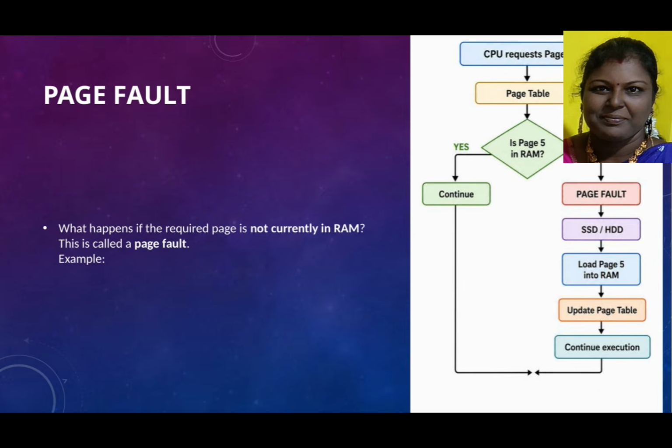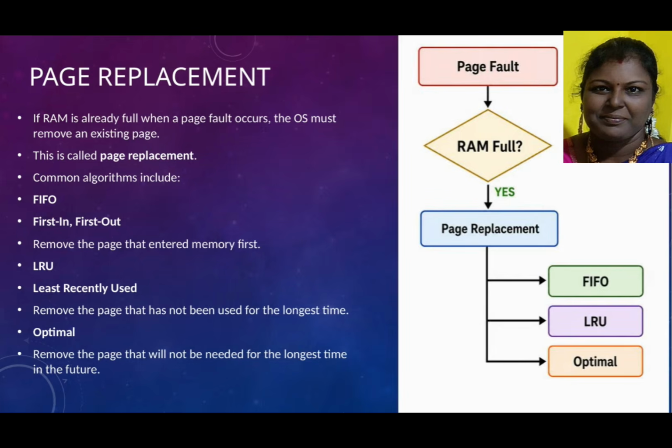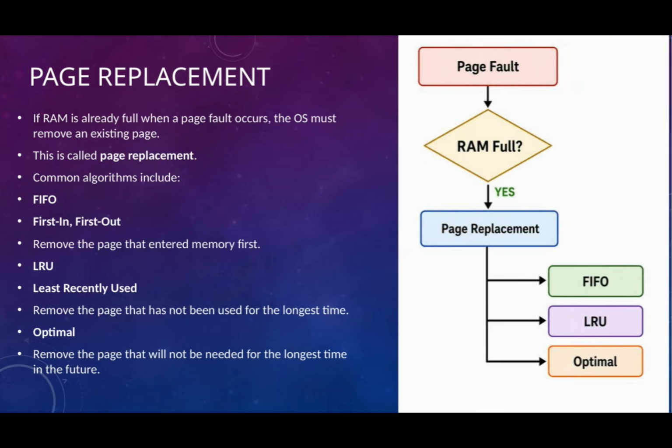When RAM is full and a page fault happens, the operating system has to make room by removing a page already in memory. This process is called page replacement. There are a few common algorithms for deciding which page to remove. FIFO, or first in, first out, kicks out the page that's been in memory the longest. LRU, least recently used, removes the page that hasn't been accessed for the longest time. And the optimal algorithm, which is more theoretical, removes the page that won't be needed for the longest time ahead.